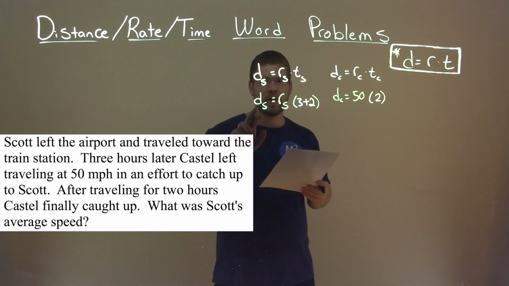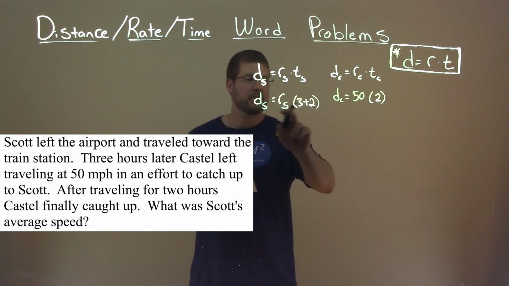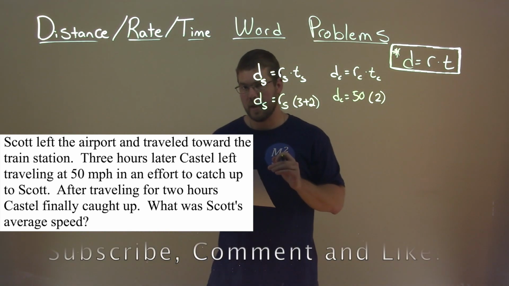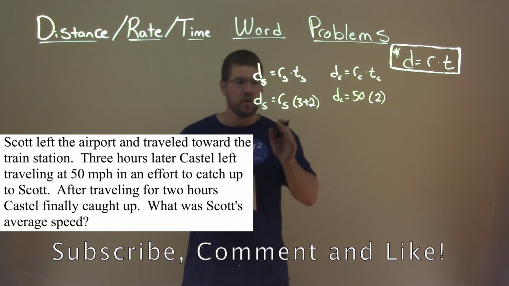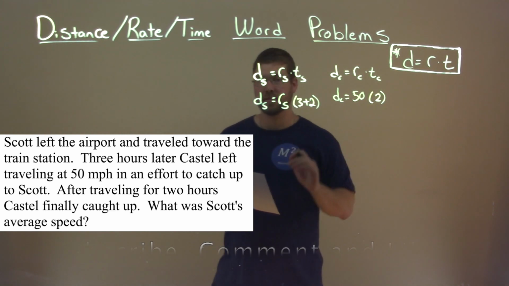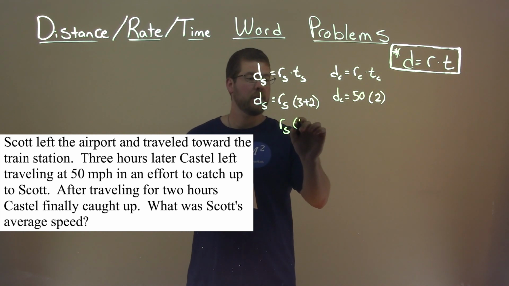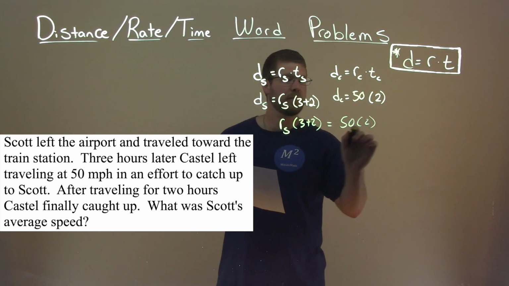Now notice here we have the distance of Scott and the distance of Castile. We don't actually know what that distance is, but we know they're the same. They both start at the same spot and end at the same spot. So that means we can set these two equations equal to each other. So we have R of S, rate of Scott, times 3 plus 2, is equal to 50 times 2.